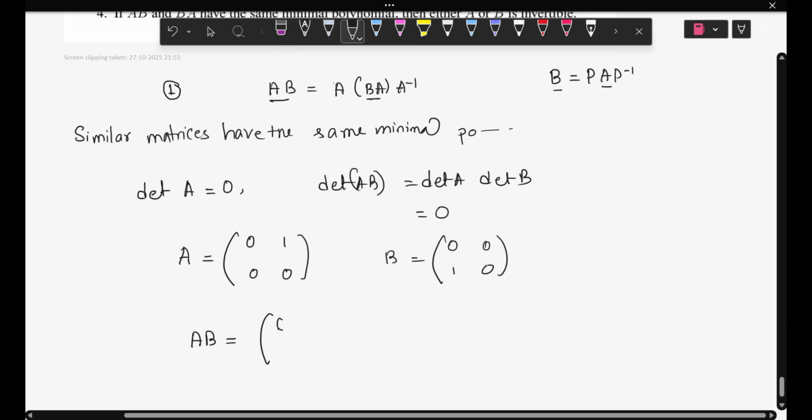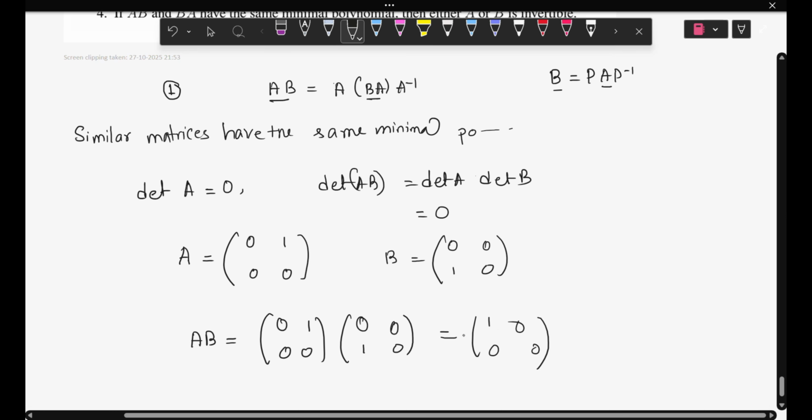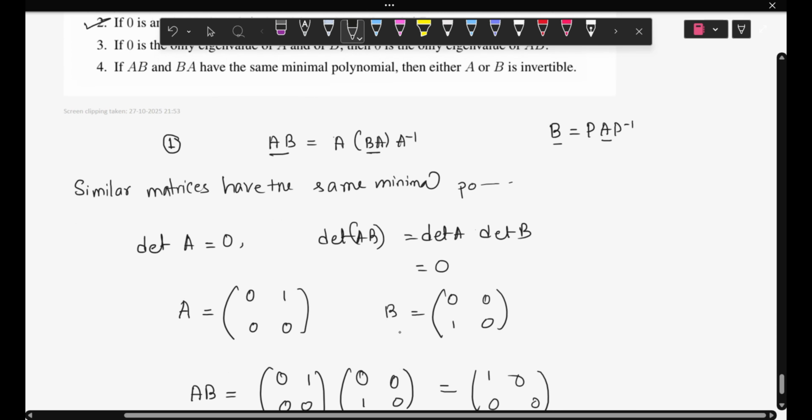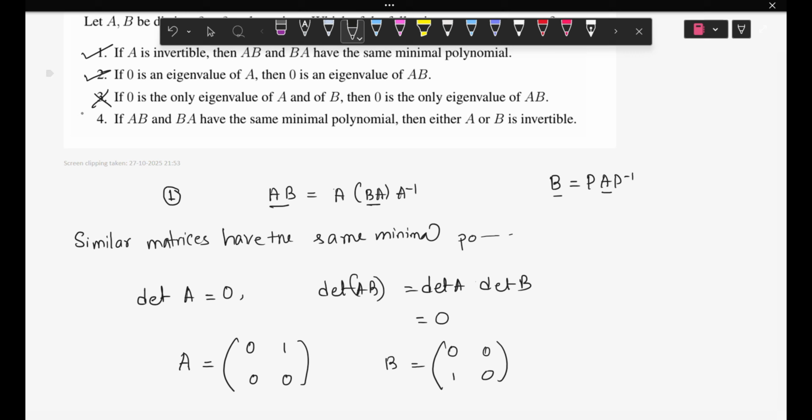AB is equal to [[0,1],[0,0]] times [[0,1],[0,0]]... that gives you [[1,0],[0,0]]. So now note that AB has 1 as its eigenvalue. So if 0 is the only eigenvalue of A and B, then 0 is not the only eigenvalue of AB. That is wrong. Now moving on to option 4.